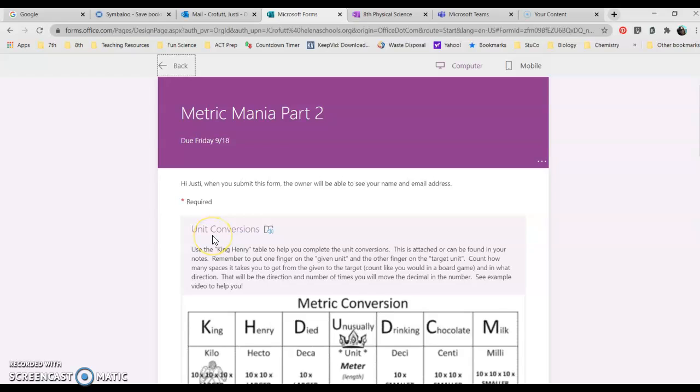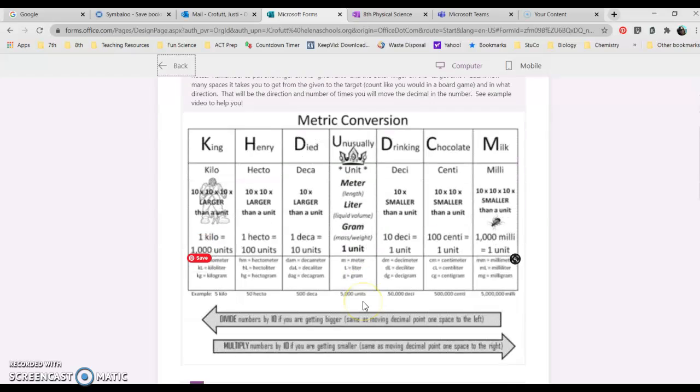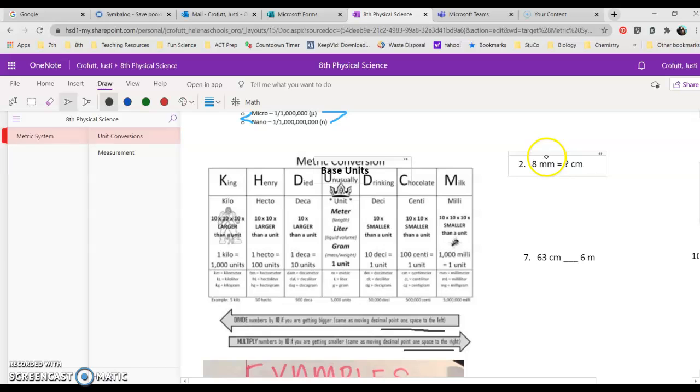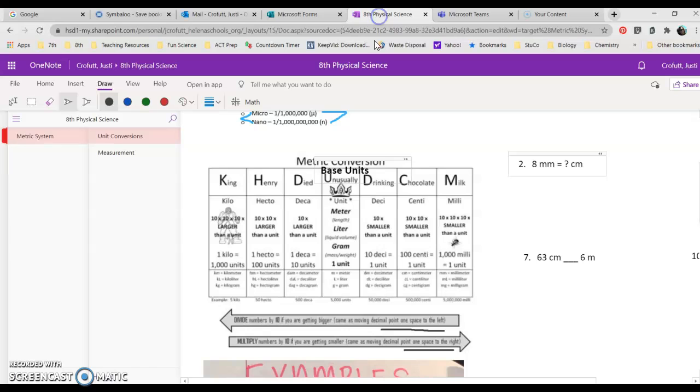The first part looks very similar to the second part on the last worksheet, where you are doing unit conversions using the King Henry died unusually drinking chocolate milk. I'm just going to do one quick example for you. Take a look at number 2. We're going millimeters to centimeters: 8 millimeters is equal to how many centimeters? I'm going to do these in OneNote. You don't have to do anything in OneNote for this today.